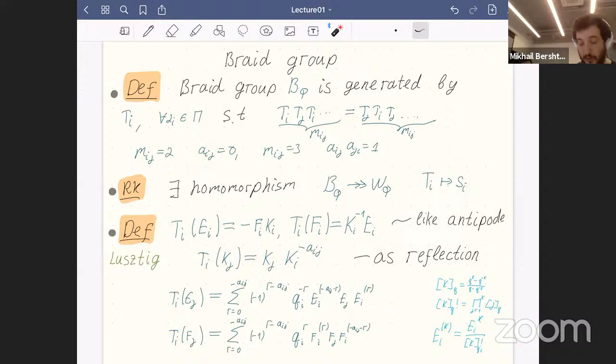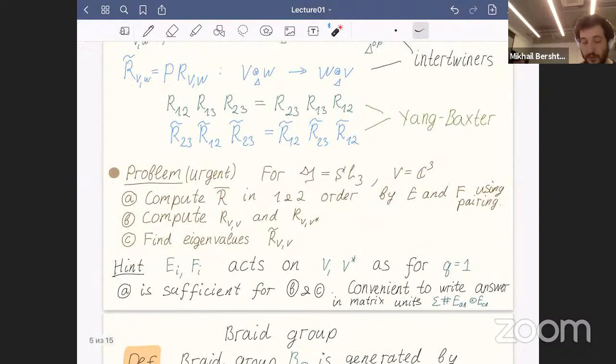Okay, so the braid group is a group which can be defined for any root system. The generators Ti correspond to the simple reflections, and they satisfy the braid relation, which means Ti, Tj, Ti, and so on, equals Tj, Ti, Tj, and so on, with m_ij factors, where m_ij depends on a_ij. In the simply-laced case, it is sufficient to know that if a_ij is equal to zero, then m_ij is equal to two, so Ti and Tj commute. And if a_ij and a_ji are both equal to minus one, then m_ij is equal to three, which is the braid relation as we have here.